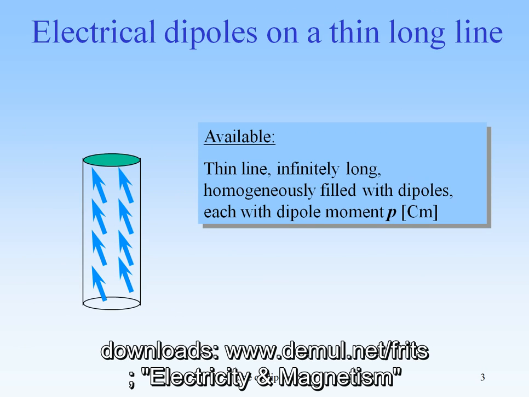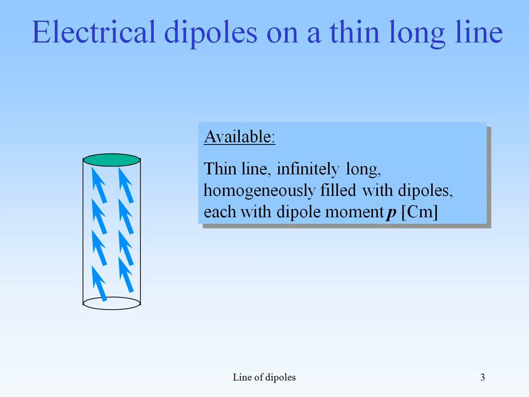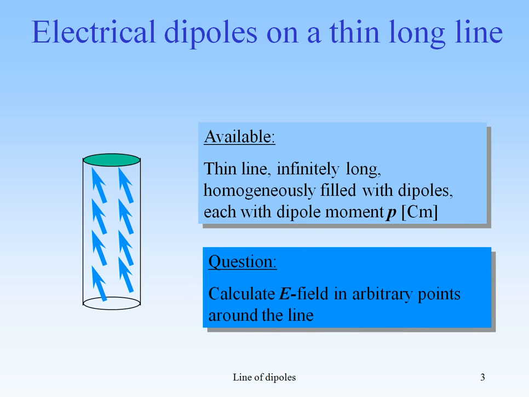Electrical dipoles on a thin, long line. We have available a thin line, infinitely long, homogeneously filled with dipoles, and suppose that each dipole has a dipole moment notated with P in Coulomb times meters. The question is, calculate the electric field in arbitrary points around the line.